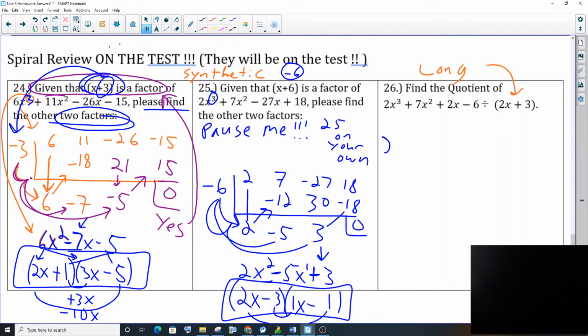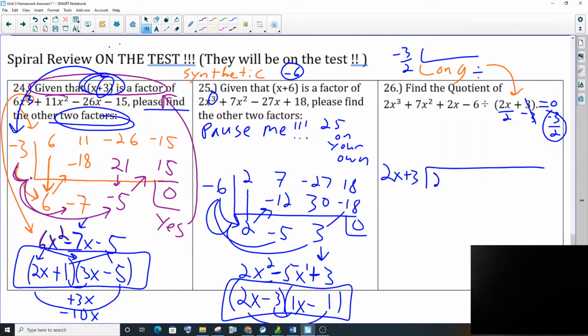Okay, last but not least, you could do synthetic division with this, but you would have to use a negative 3 halves. That's crazy, right? So you'd have to do like an upside down house, so negative 3 halves. Let's just use long division. So we go 2x plus 3. Do you remember how to do long division? So 2x plus 3 into 2x to the third power plus 7x squared plus 2x minus 6.